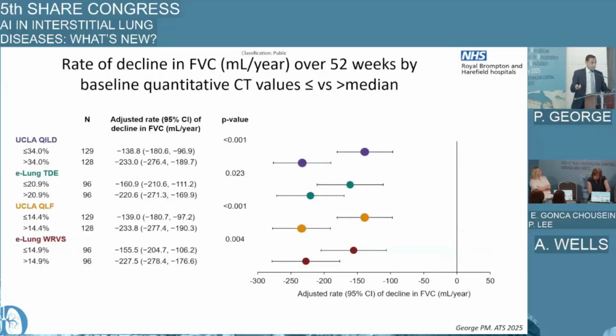This is similar prognostication data in the placebo group. We cut each of these data points at the median. Again, looking at above and below the median, patients are losing over the course of 52 weeks 139 versus 233, 160 versus 230. So again, sharply discriminating between somebody who's at risk of poor progression, poor outcomes and accelerated progression, or IPF-like progression.